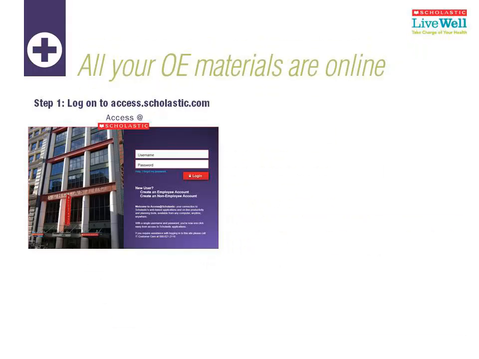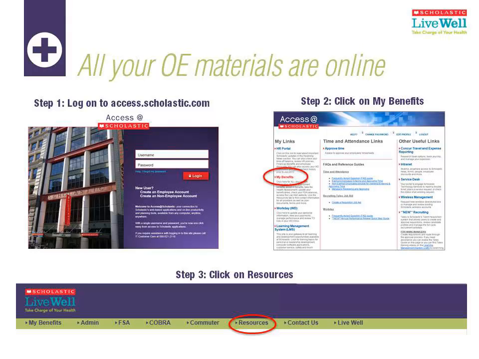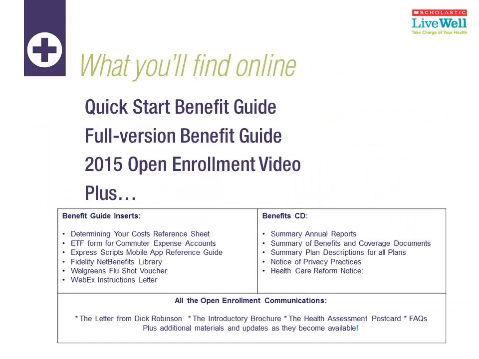All of the open enrollment materials that we are going to discuss during this presentation can be found online, all in one place. Just log on to access.scholastic.com. Click on the My Benefits link, and then on the Resources tab in the green bar at the top of the page and scroll down to the Open Enrollment section. You'll find everything online that you will need to make your open enrollment choices, including the 2015 benefit guides, the open enrollment video, and all of the supporting material listed here.